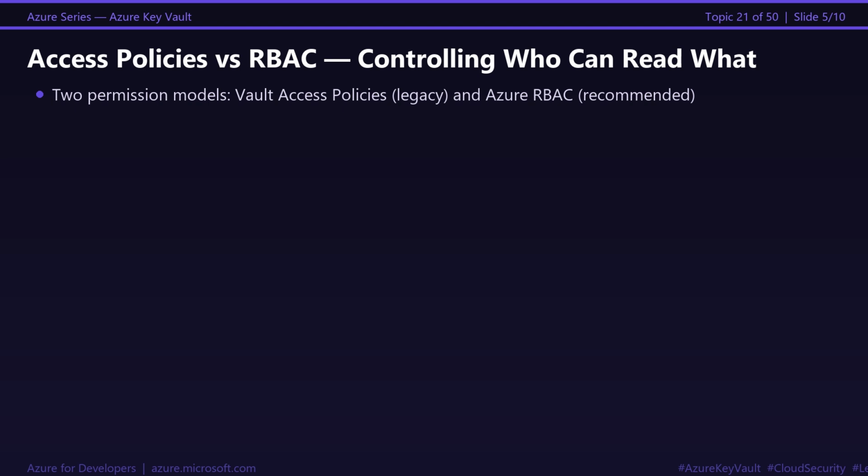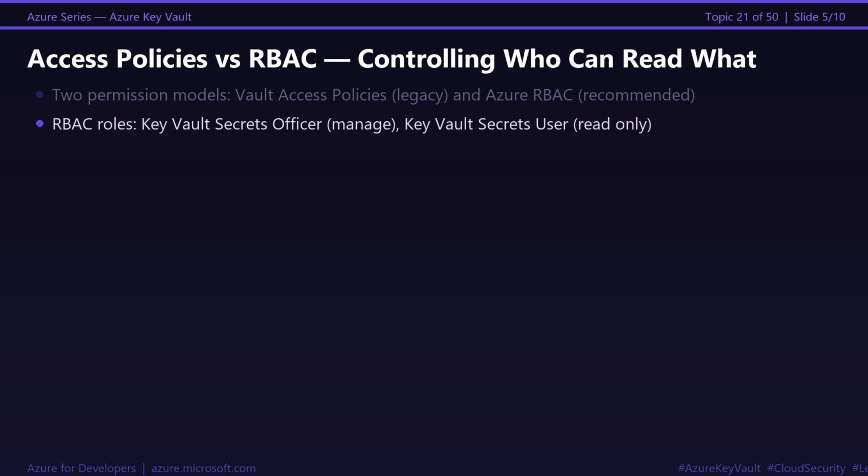The new way, Azure RBAC. Role-based access control. The same system used everywhere else in Azure. You assign a role: Key Vault Secrets User for read-only, Key Vault Secrets Officer for management. You can even scope it to a single secret.